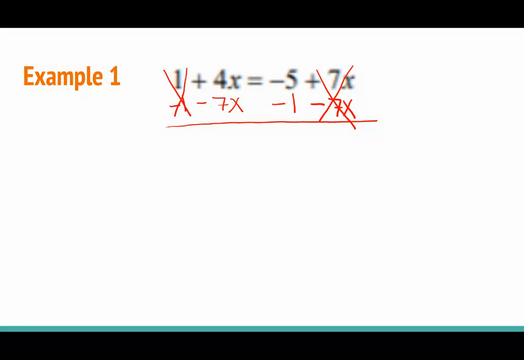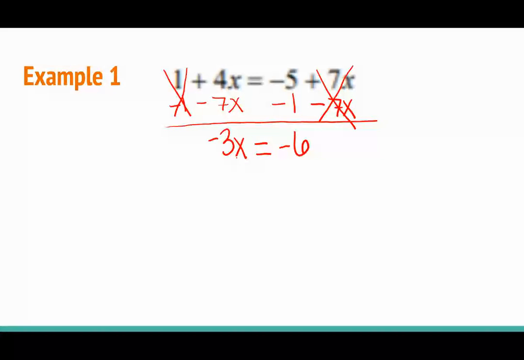So you just put that into your calculator, 4 minus 7, and you get negative 3. So negative 3x equals, and then we have negative 5 minus 1. Remember, the negative button is underneath the 3. So negative 5 minus 1 is negative 6. And just like that, we have a one-step equation. We have negative 3x equals negative 6.